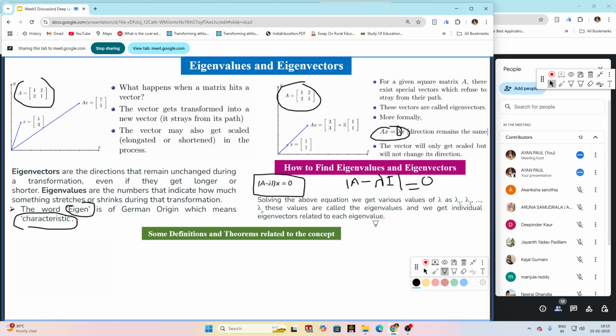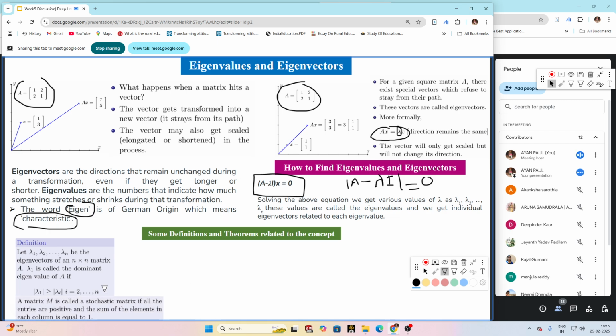Now some definitions and theorems related to this concept. If lambda 1, lambda 2, up to lambda n are the eigenvalues of an n cross n matrix, then lambda 1 is called the dominant eigenvalue of A if lambda 1 is greater than all other eigenvalues. That means if you have a 2 cross 2 matrix, you will get two values of lambda, lambda 1 and lambda 2. If lambda 1 is greater than lambda 2, then lambda 1 is known as the dominant eigenvalue.